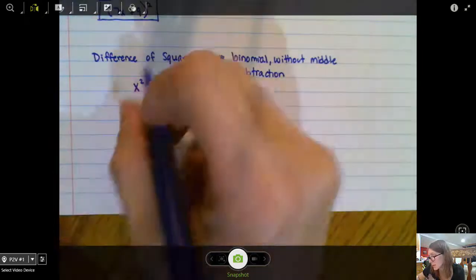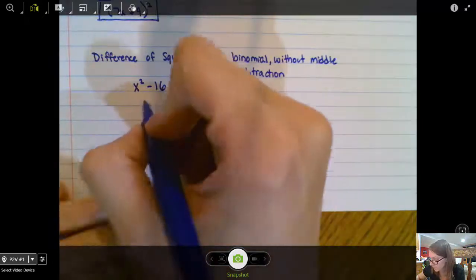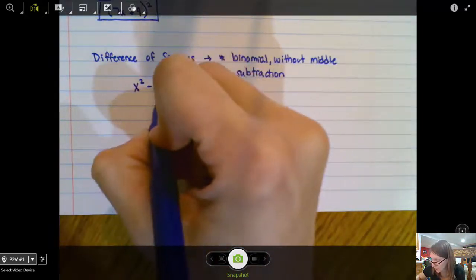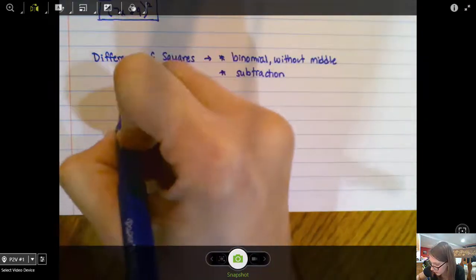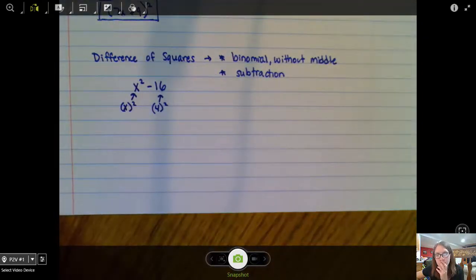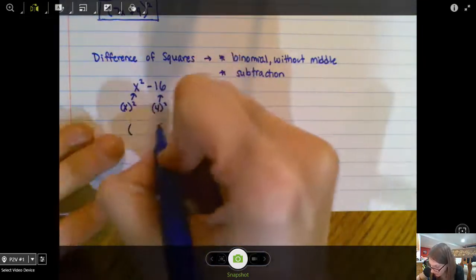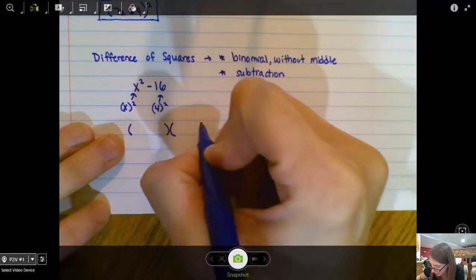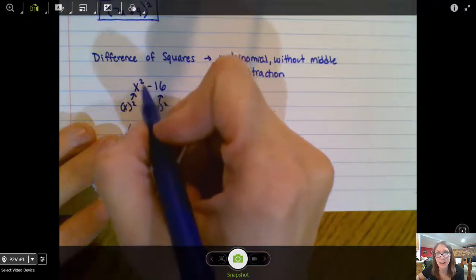Okay, difference of squares. Square again is our clue that maybe both parts are perfect squares. And 16 is a perfect square. 16 is 4 squared. x squared is a perfect square. It's x squared. Okay, now let's see. I know I have an x and a 4. Well, how am I going to put these factors together so that my middle term cancels out? Because keep in mind, if I end up multiplying this back out, I need to get x squared minus 16, which means I need to end up with 0 x's in the middle.